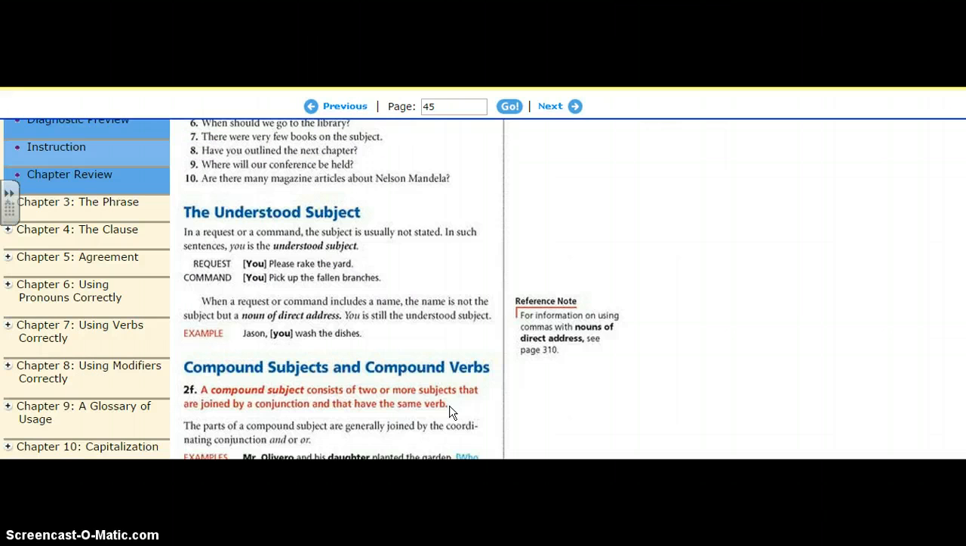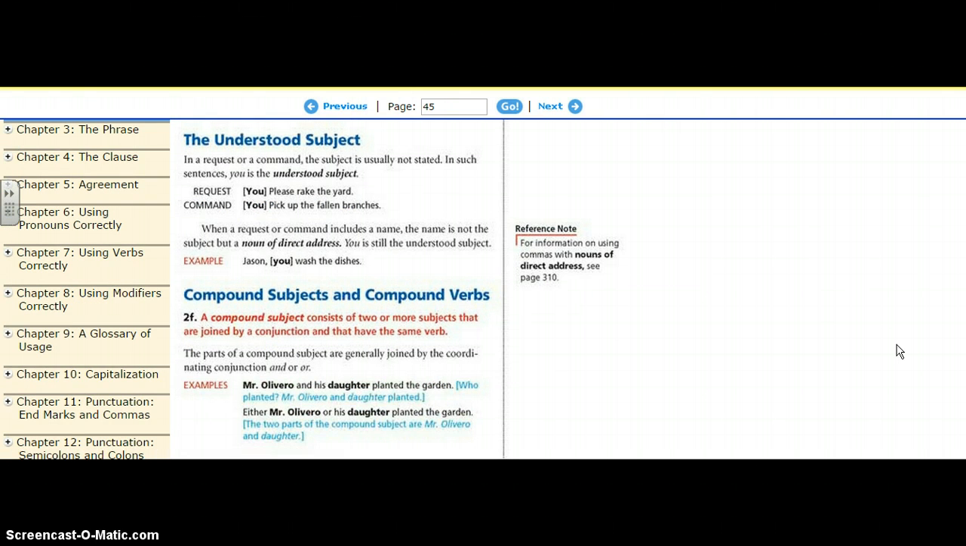Many times in a request or a command, the subject is usually not stated. In such sentences, you is the understood subject. The request is, please take the yard. The understood subject is you. The command, pick up the fallen branches. The understood subject is you. When a request or command includes a name, the name is not the subject, but a noun of direct address. You is still the understood subject.